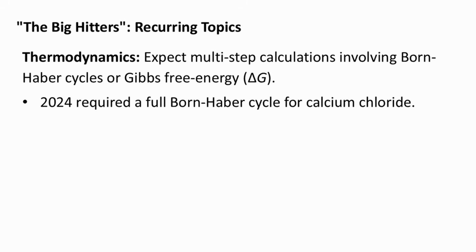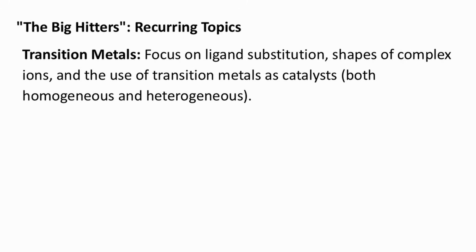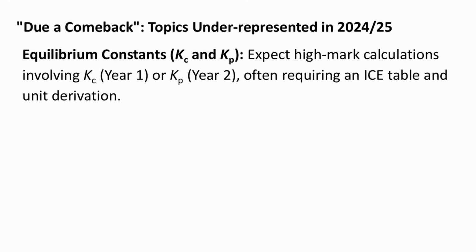You can expect a multi-step thermodynamics question. This could involve a Born-Haber cycle or Gibbs free energy, delta G. A full Born-Haber cycle for calcium chloride was on the 2024 paper. For transition metals, focus on ligand substitution, shapes of complex ions, and the use of transition metals as catalysts, both homogeneous and heterogeneous. The following topics are due a comeback as they were underrepresented in the 2024 and 2025 papers.